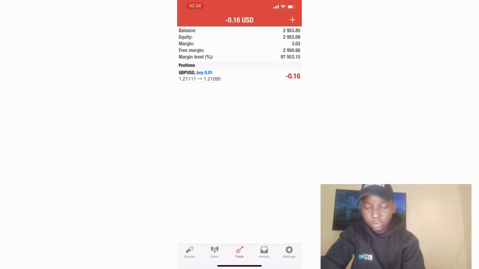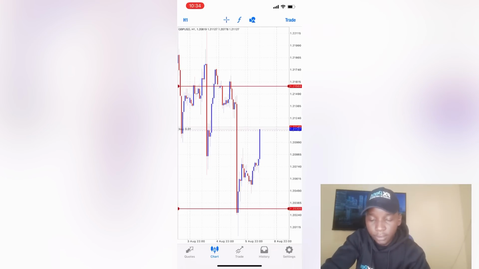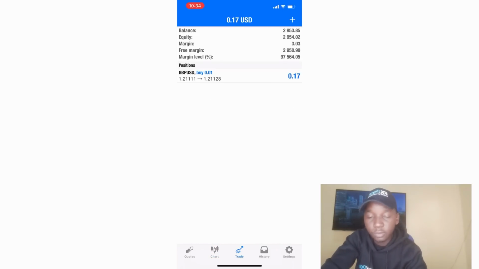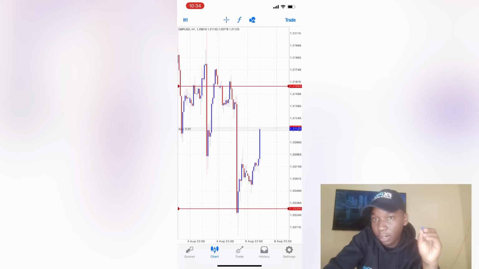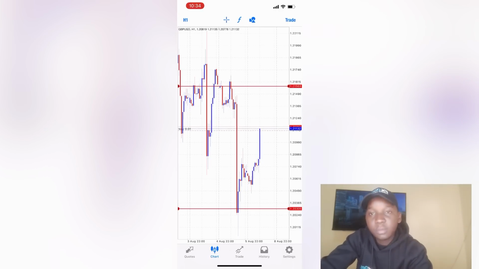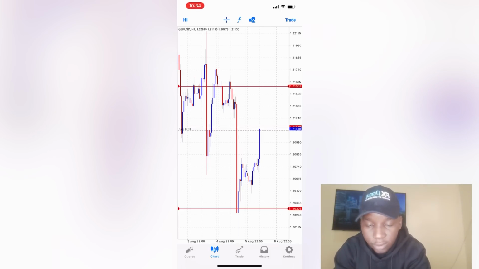Right now the position is in losses because the current market price is below. Now the position is in profits. We're in blue because the current market price is above my entry, because it is a buy order. In my chart you can see the first line on top, which has the value 1.21569. That is where my take profit value will be. The one below is 1.20305. That is where my stop loss value will be.